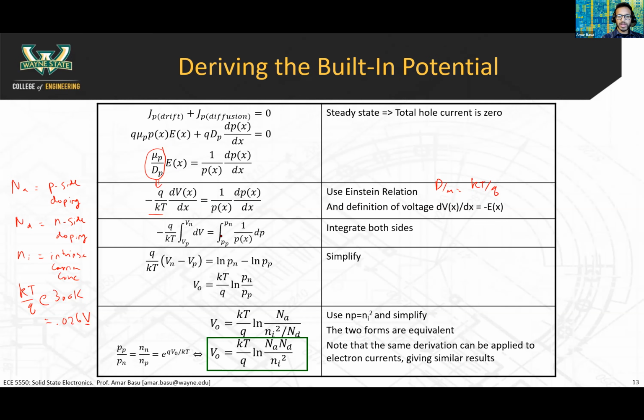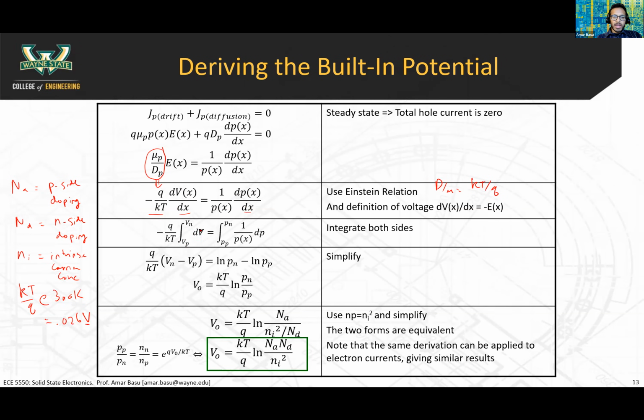And then you integrate both sides. You can see this is a differential equation. Both sides are with respect to x, so you have a dx here and a dx here. But the left side of the equation is voltage, and the right side of the equation is carrier concentration. So this is a little mathematical trick that you don't need to know for the purpose of this class. I'm just telling you that it's there.